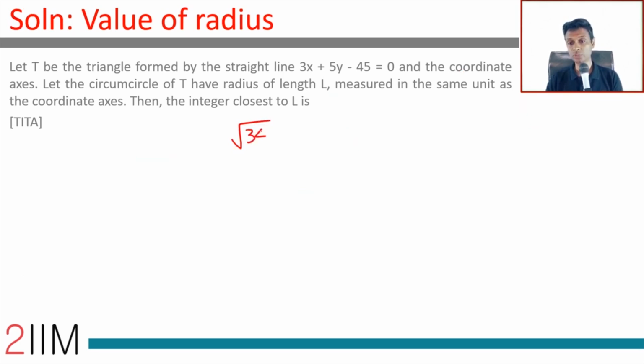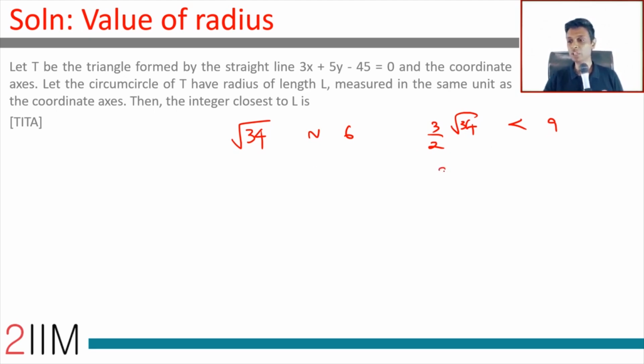Square root of 34 is roughly 6, less than 6. So 3 by 2 times square root of 34 will be less than 9. And so we need to find it accurately. Maybe it will go to below 8.5, in which case the integer closest to L will become 8, not 9. It is close to 6, but less than 6.